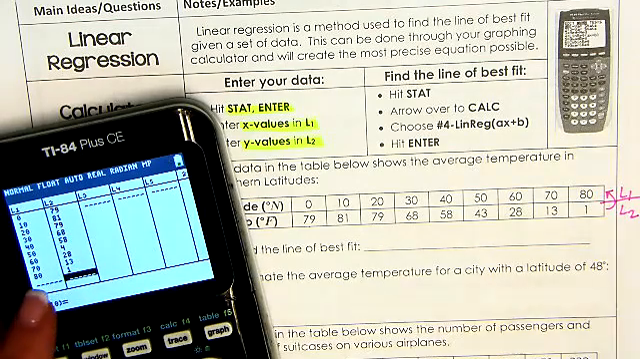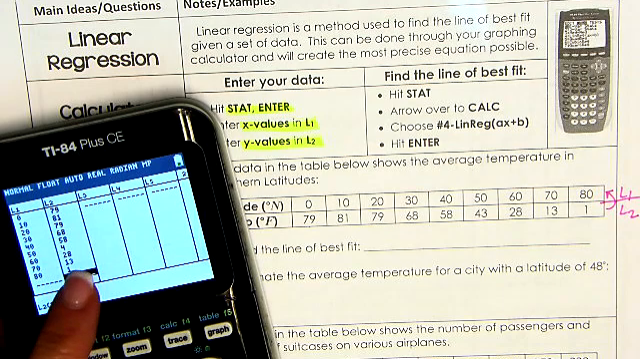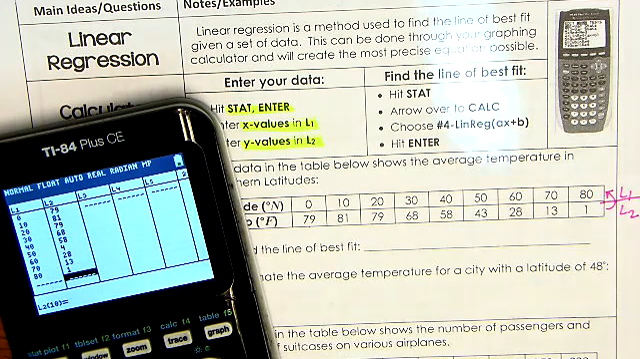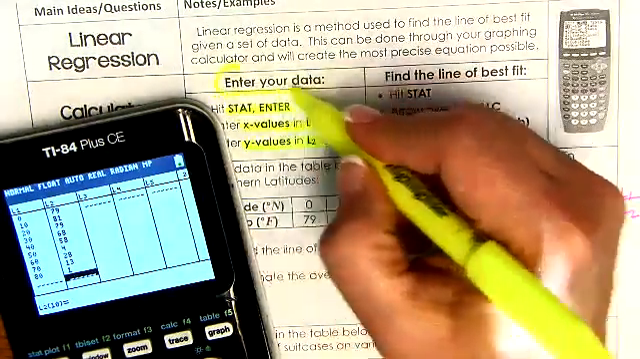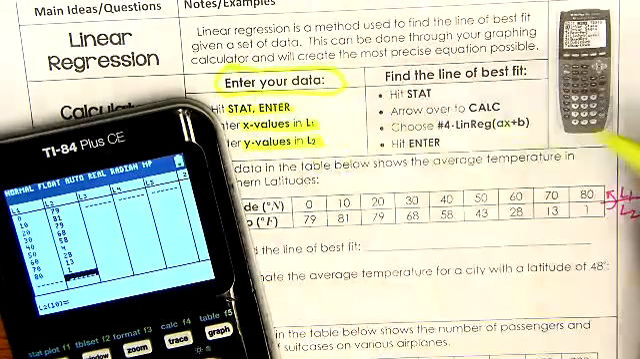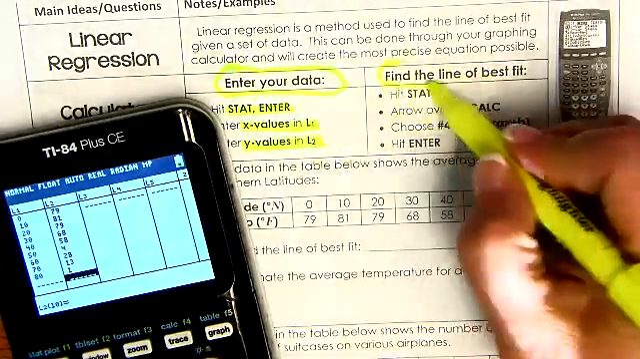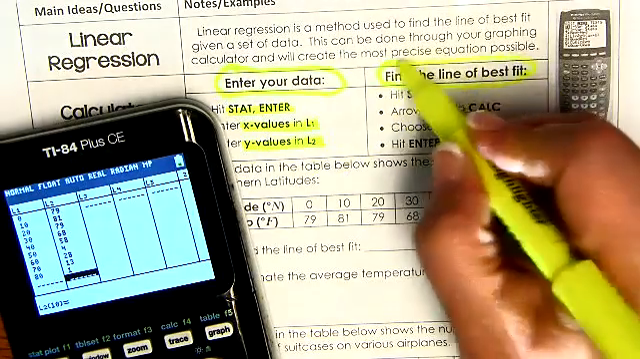You want to make sure that you have the same amount of data in both columns, because otherwise it's going to come up telling you error. And now just double check to make sure that you put your data in correctly. Now we move on to the second step, to find the line of best fit. Okay, so to enter the data, we followed these steps. To find the line of best fit, we're going to follow these.